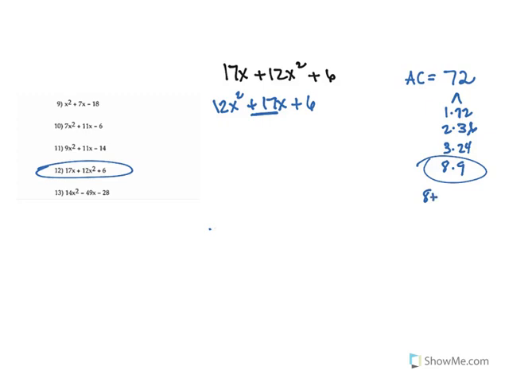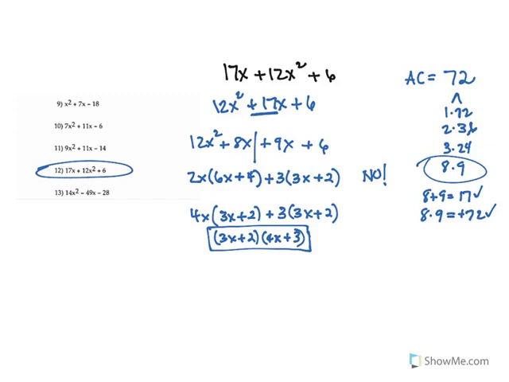So let's see. 8 plus 9. Check. 8 times 9, positive. Check. Double check. I'm good to go. So 12x squared plus 8x plus 9x plus 6. You should pause this video right here and finish this problem.